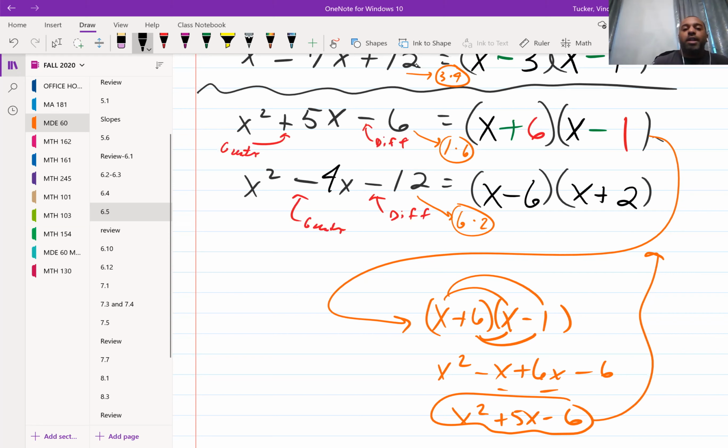And notice the 6 is negative because of this sign right here. The 6 is the one that gets the negative sign, because it is the greater number. So the higher number is going to get whatever sign you're working with. Here it was negative, before it was plus. Right. Exactly.